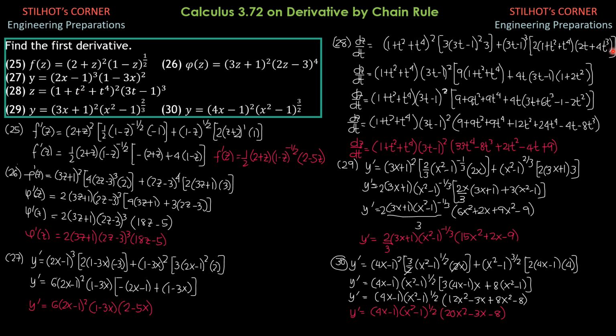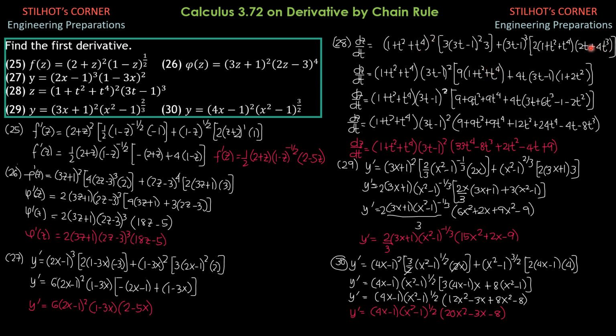So let's factor out the common factors. For 1 plus t squared plus t to the fourth, it is 1 plus t squared plus t to the fourth raised to 1. There's no common constant because this is 9 and that is 2. So for 3t minus 1, the least common factor is quantity 3t minus 1 squared. So this term here divided by this common factor is equal to 3 times 3, 9. Then we have quantity 1 plus t squared plus t to the fourth raised to 1, which is this.